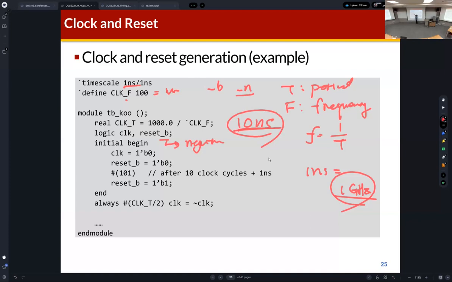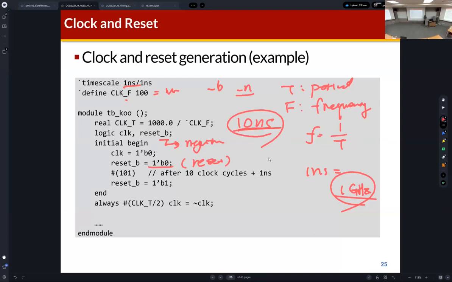Which means that underbar B represents the negative reset. Negative reset means that if the reset signal, reset underbar B, becomes 1, then it's not reset, okay? Because it's a negative signal. So we can initialize the clock signal and then reset underbar B like this. Because reset underbar B is the negative signal, initially it is 0. So it means that it's the reset state. Right, because it's a negative signal.